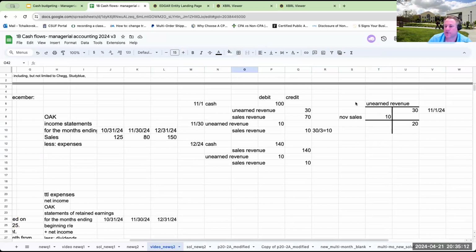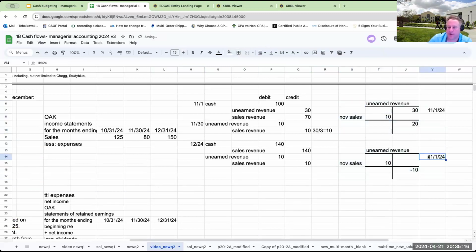As of December 31st, what did that look like? Well, over here, my balance on 12/1/24 would be the ending balance from the prior month. My December sales caused this to go down by 10. So my ending balance in unearned revenue is going to be at 10.